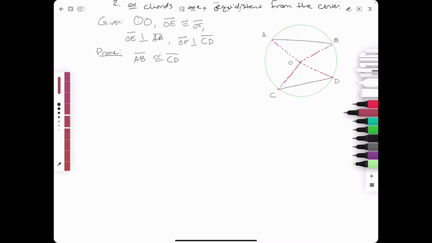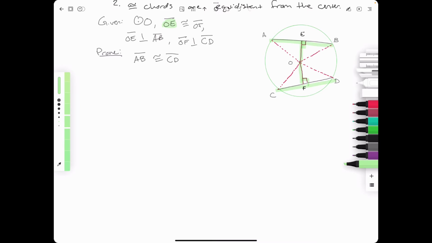And then we have this, which they said is perpendicular, and this, which they said is perpendicular. I didn't name these points, F down here and E up here. So in the given part, we have given circle O, got that in the drawing. We have OE, that's here, is congruent to OF, right there. OE, the first one I highlighted, is perpendicular to AB. OF is perpendicular to CD. So this is the information we know so far.